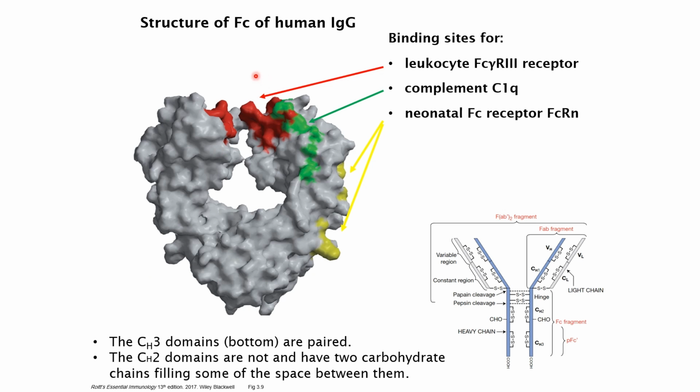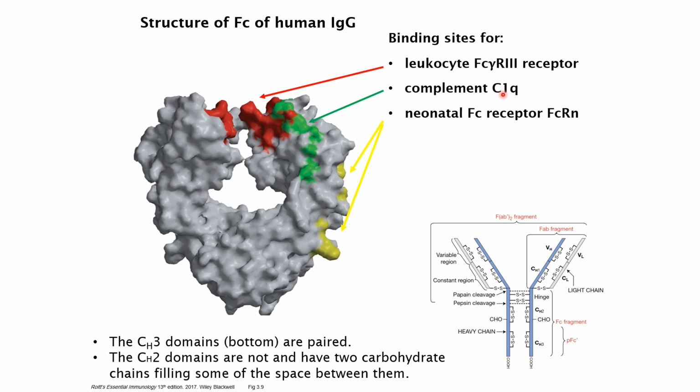So we looked at the variable bit. Now let's look at the Fc, which is the crystallizable bit. Here we have two domains, each an immunoglobulin domain. We've got two heavy chains attached to each other, here and here, and people have mapped various different regions here. This bit in red refers to the place where the Fc receptor, in this example Fc gamma, a receptor that binds to IgG, recognizes this part of the Fc fragment.